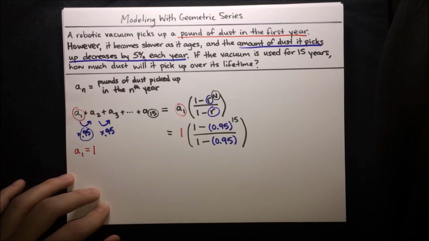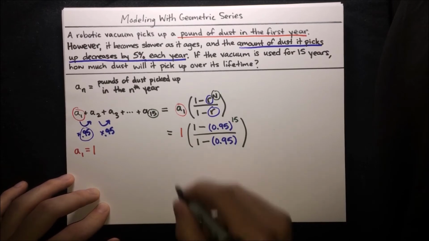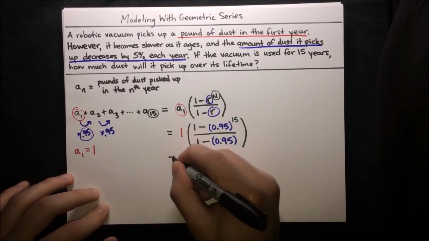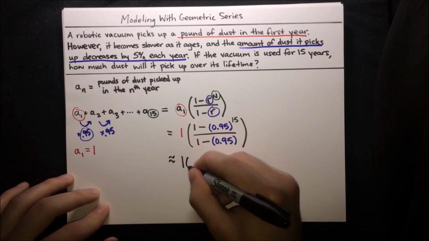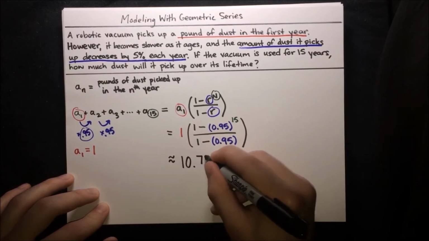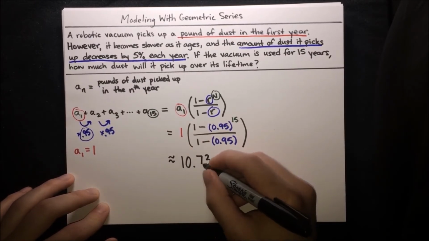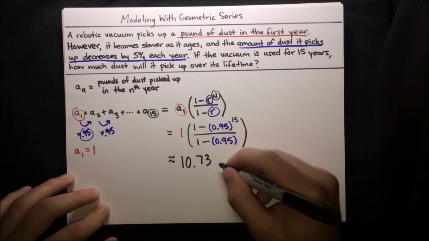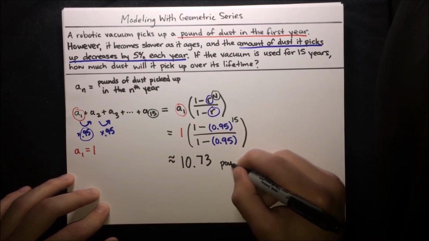We can just punch that in our calculator. The quantity 1 minus 0.95 to the 15th divided by 1 minus 0.95, and the result, if we round to 2 decimal places, we get 10.73. So there we go, that's how much dust it picks up over its lifetime. 10.73 pounds.